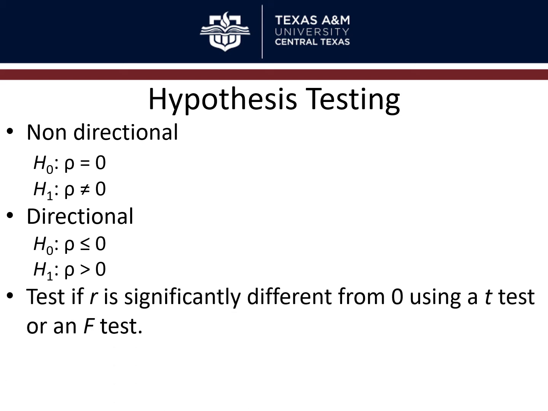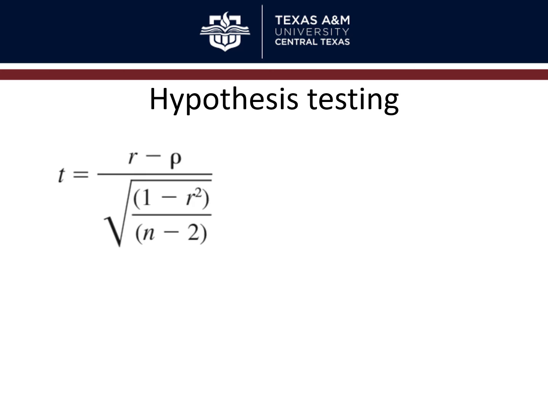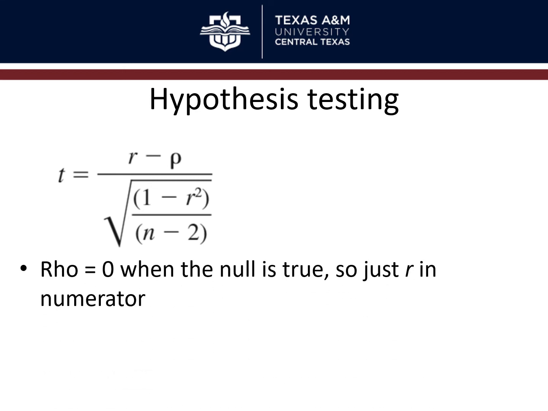To test if r is significantly different from 0, which is what the null is, you can use a t-test or an f-test, either way, and we'll look at doing a t-test. So the formula here is t is equal to r minus rho when the null is true, divided by this measure of standard error, which is 1 minus the coefficient of determination, divided by your degrees of freedom. The degrees of freedom is n minus 2 for correlational analyses. And again, in the numerator, rho is 0 when the null is true.